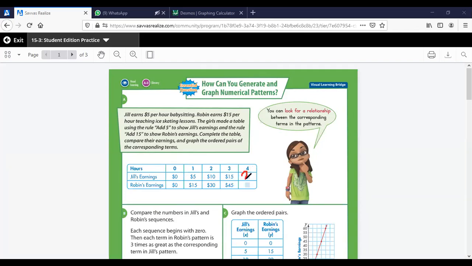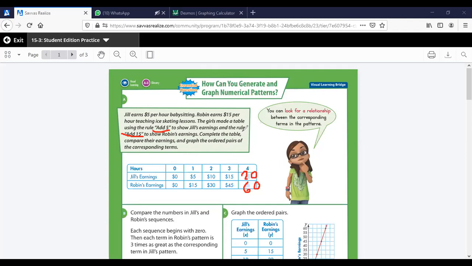Now for Robin, 0, 15, 30, 45, 60. Excellent. So here we have 60. Here each time we add 5, and here each time we are adding 15. Use the rule add 5 here, and use the rule add 15 here. Now complete the table. We've done that. Now we completed the table. Now I want to graph this table.